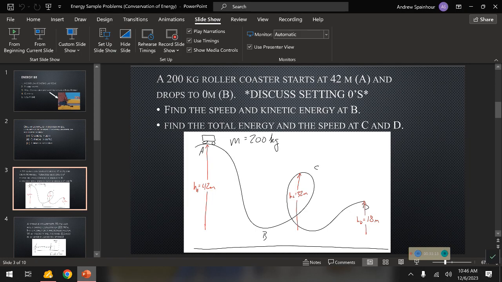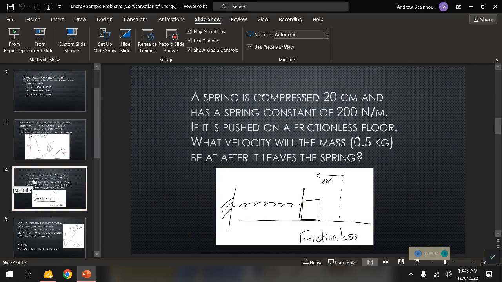Okay. Couple more problems to go through. This next one's going to go pretty darn quick because I really want to get to the last one. All right, so here we have a spring compressed 20 centimeters. A spring constant is 200 newtons per meter, and it's pushing a box across a frictionless floor.